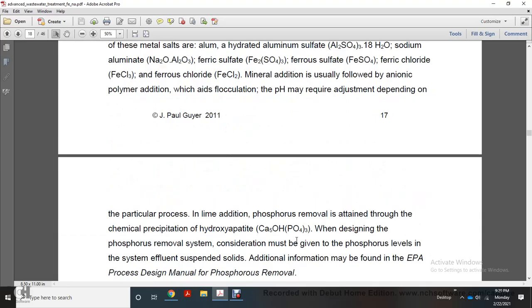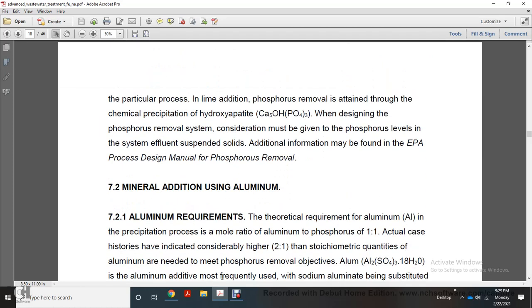Phosphorus removal is attained through the chemical precipitation of hydroxyapatite. In the design of a phosphorus removal system, consideration must be given to the phosphorus level of the effluent suspended solids. Additional information can be found in the EPA process design manual for phosphorus removal. Mineral addition using aluminum: the theoretical requirement of aluminum in the precipitation process is a mole ratio of aluminum to phosphorus of 1:1. Actual case histories indicated a considerably higher ratio, 2:1 stoichiometric quantity of aluminum, needed to meet the phosphorus removal.